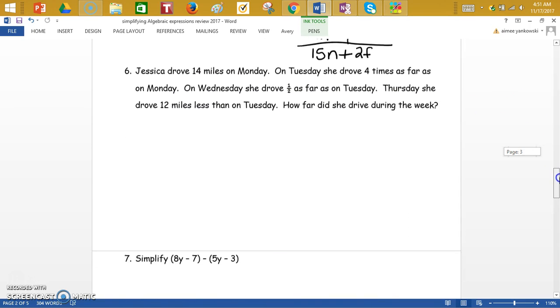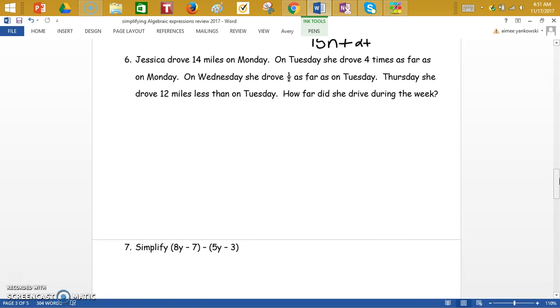Let's take a look at number 6. Jessica drove 14 miles on Monday. On Tuesday, she drove 4 times as far as on Monday. On Wednesday, she drove half as far as on Tuesday. Thursday, she drove 12 miles less than Tuesday. How far did she drive during the week?